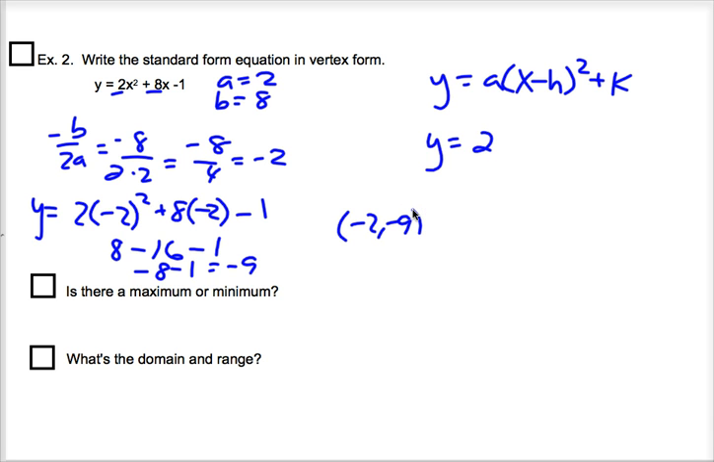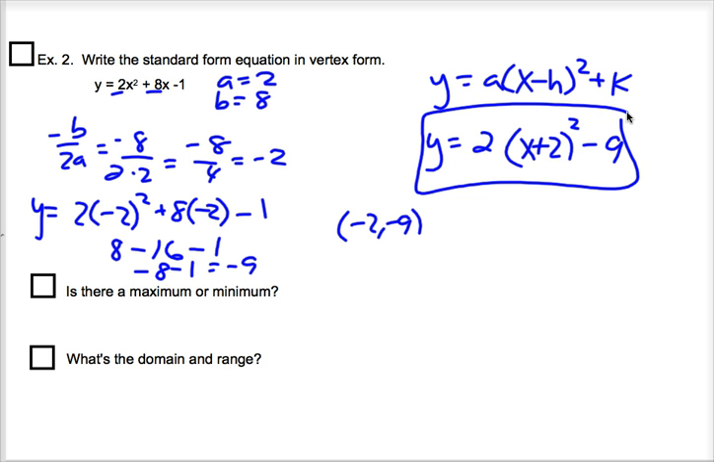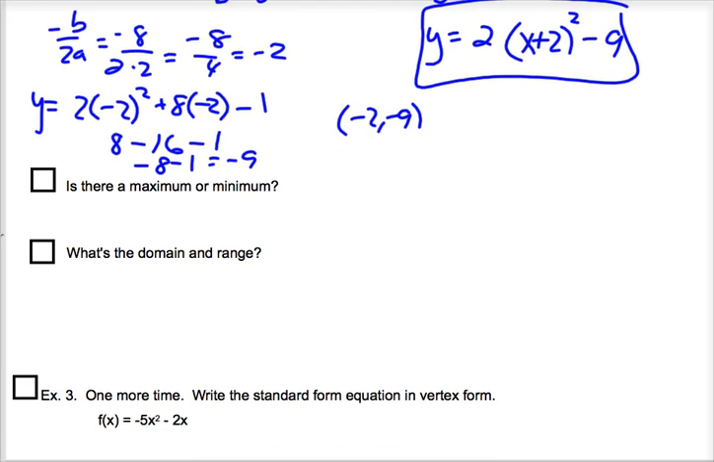How do I represent a negative 2 as an x-coordinate? I need to put x plus 2. It's the opposite, squared. But the k is the same. There's vertex form. This would be a parabola that bottoms out at negative 2, negative 9.